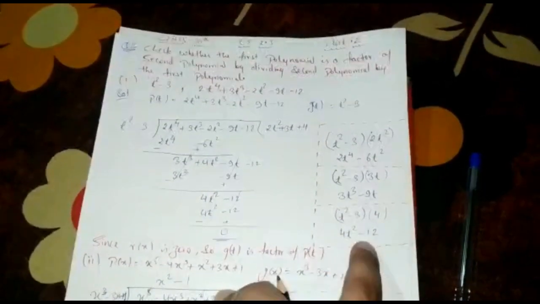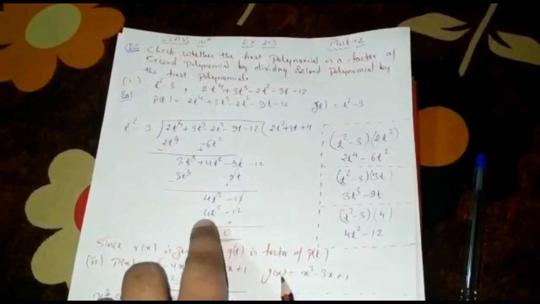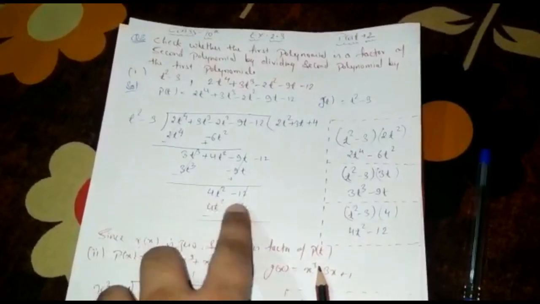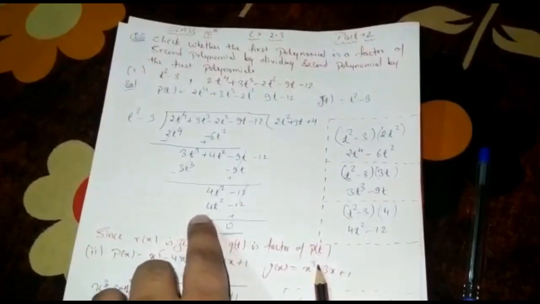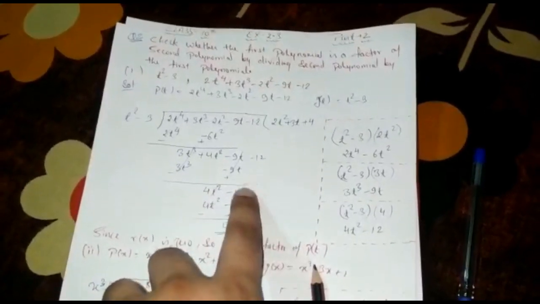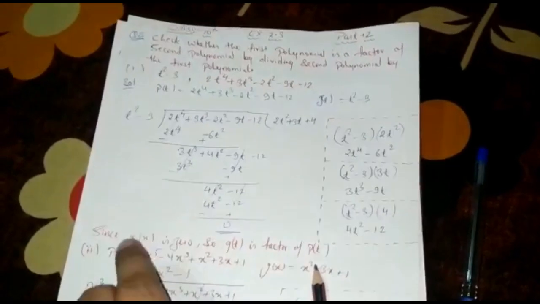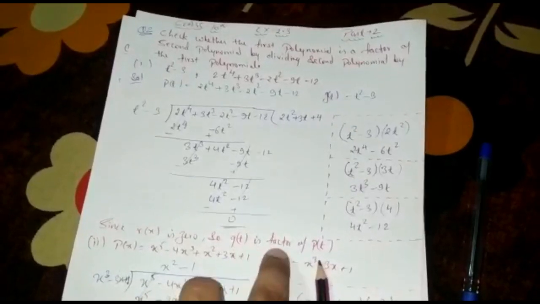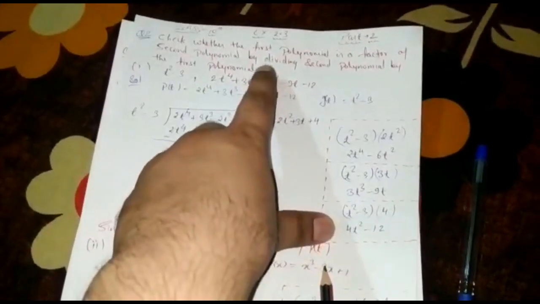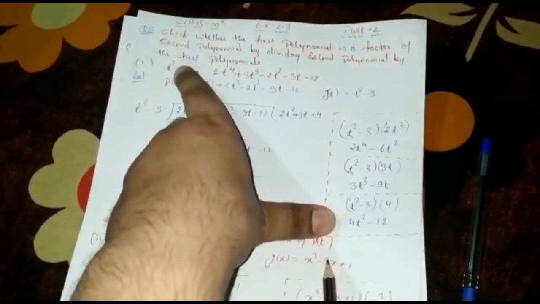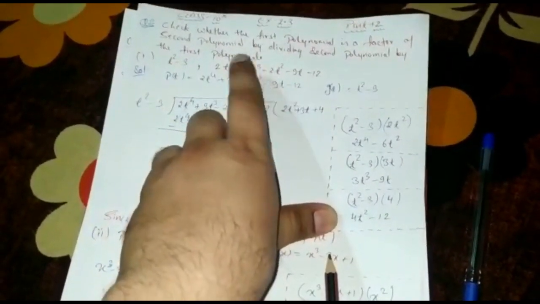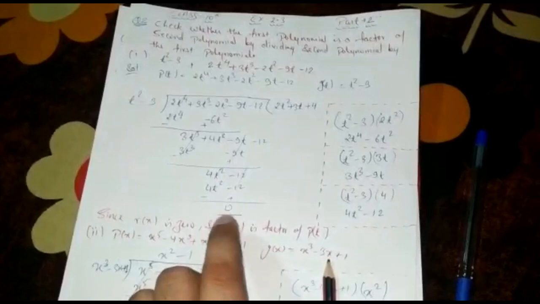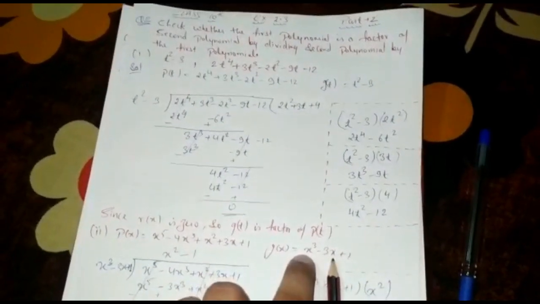So it will give 4t square minus 12. When we change the sign, it will become negative and positive, so positive and negative cancel, and the remainder is 0. Since r(t) means remainder, if the remainder is 0, we can say that g(t) is a factor of p(t). So if we have to check whether this first polynomial is a factor of the second polynomial, we have to divide it, and when we divide it, if the remainder becomes 0, then we can say that yes, g(t) is a factor of p(t).